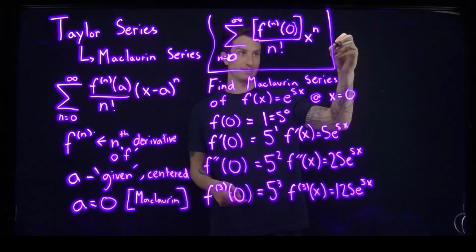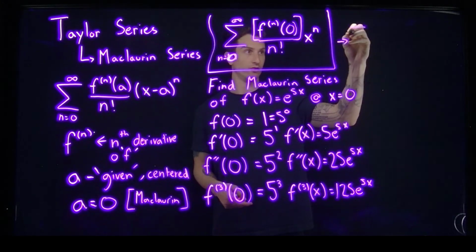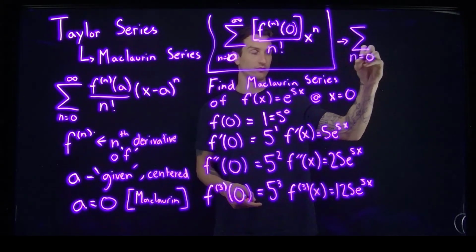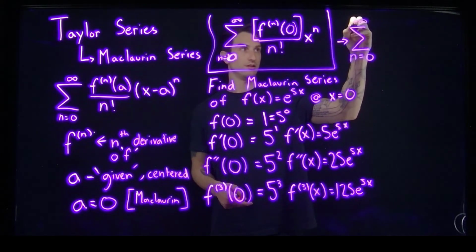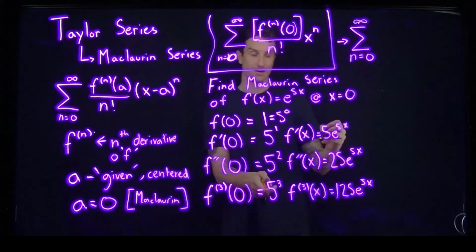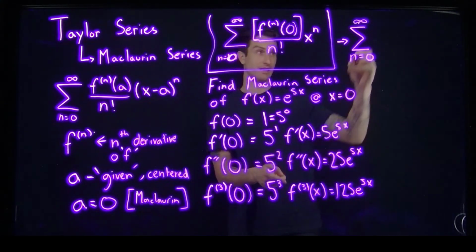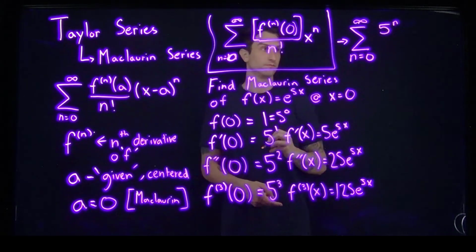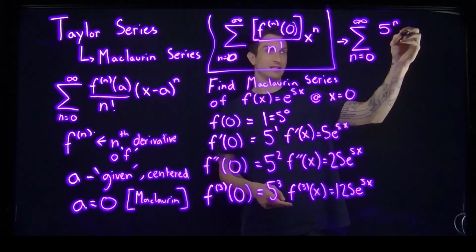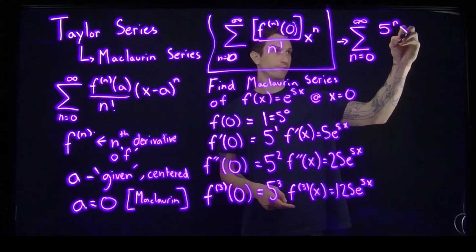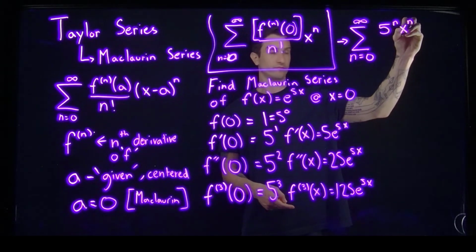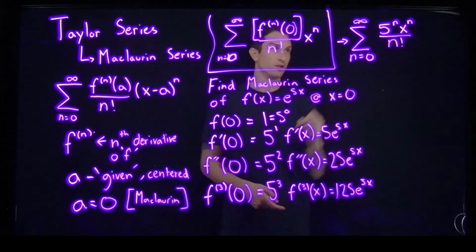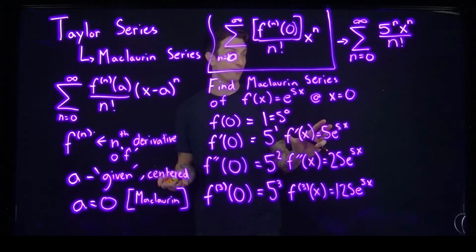So we can write this out to the side. So our sum will take on the form of n is equal to 0 to infinity. We have our pattern, right? It's just 5 raised to n, times x to the n all over n factorial. Okay, so we have our first part of our problem.